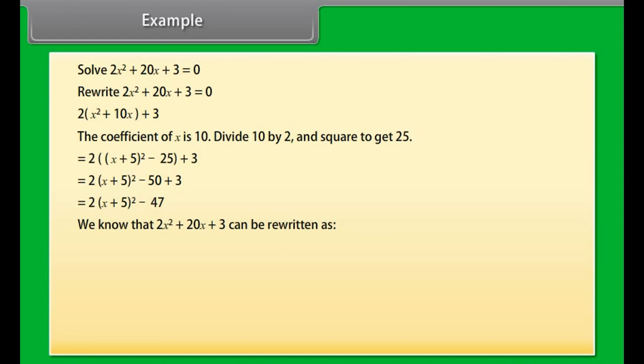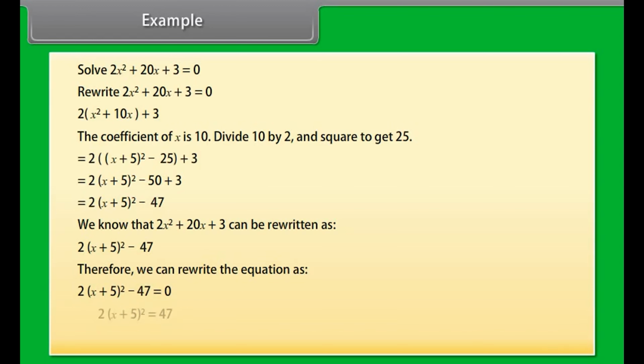We know that 2x² + 20x + 3 can be rewritten as 2 into (x + 5)² − 47. Therefore, we can rewrite the equation as 2 into (x + 5)² − 47 = 0. So 2 into (x + 5)² is 47. Now dividing both sides by 2, we get (x + 5)² equal to 23.5.